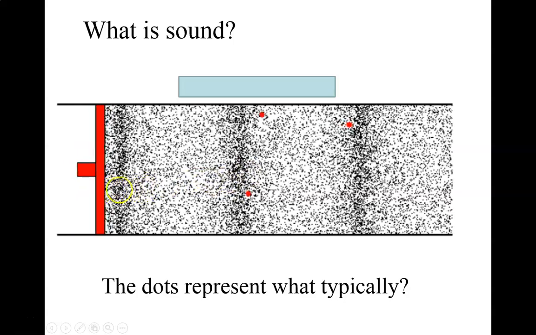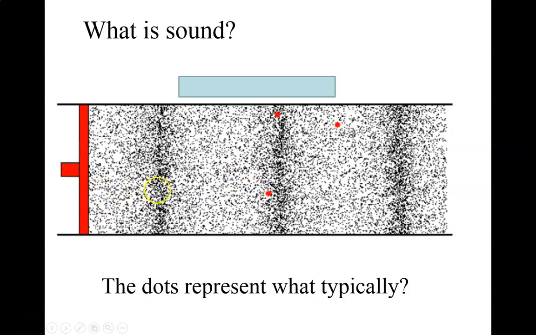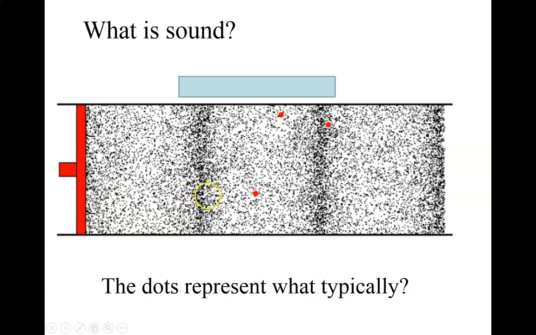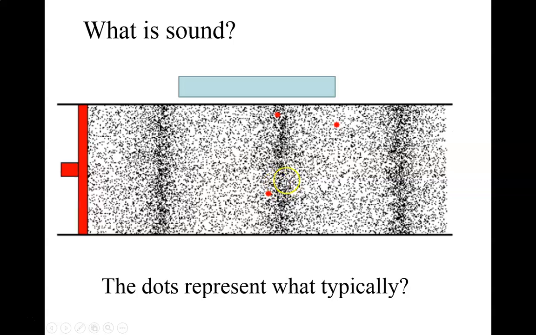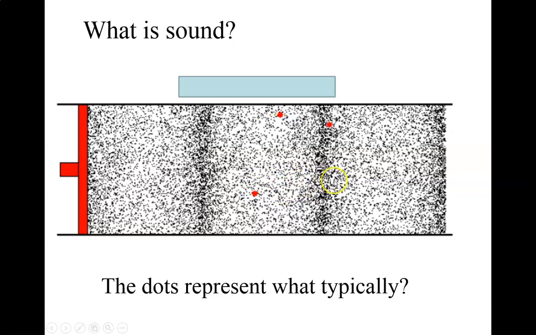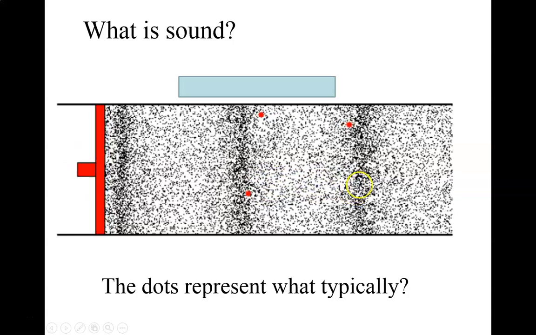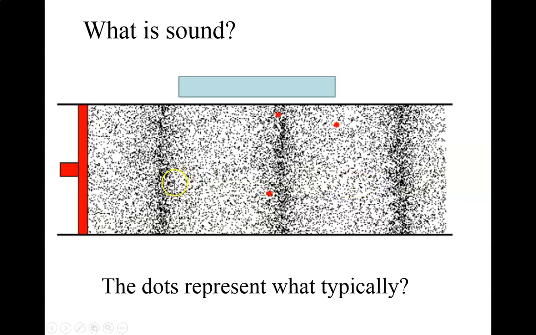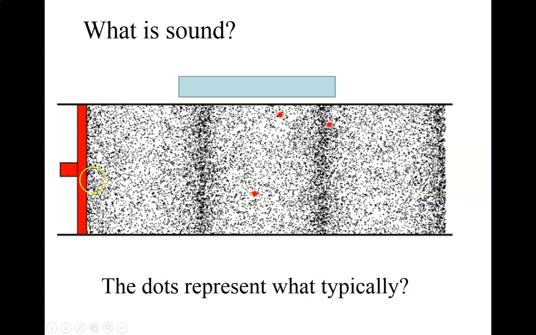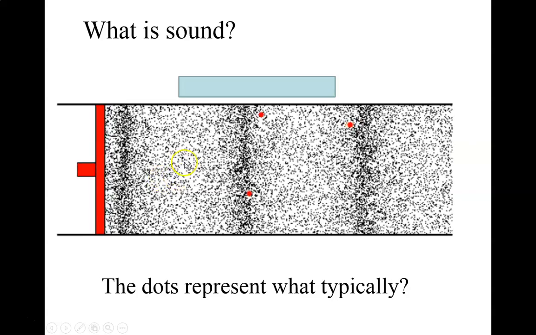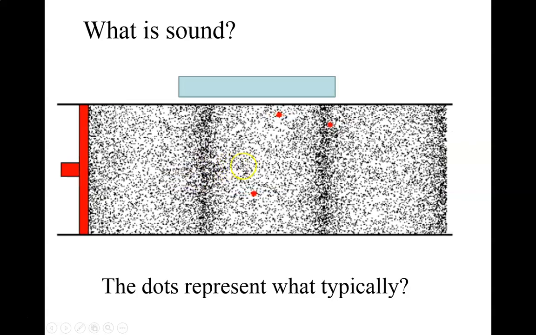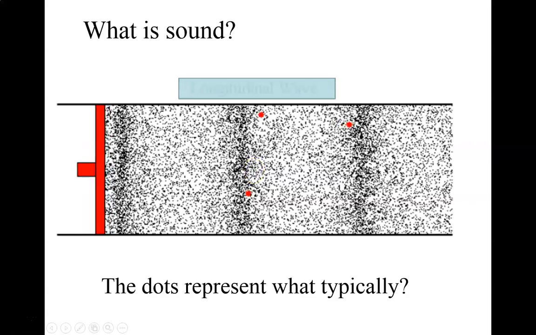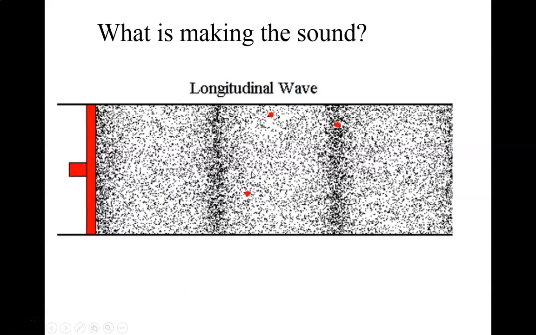and when the speaker drives forward, it creates a compression where the air molecules are closer together than the average distance, and then when the speaker drives back, it creates this rarefaction, where the air molecules are a little more spread out. So anyway, it is a longitudinal wave.